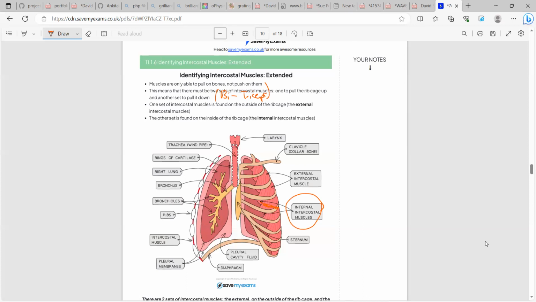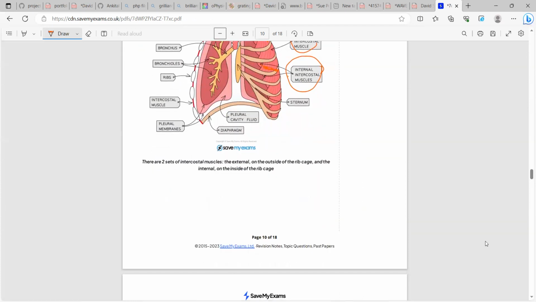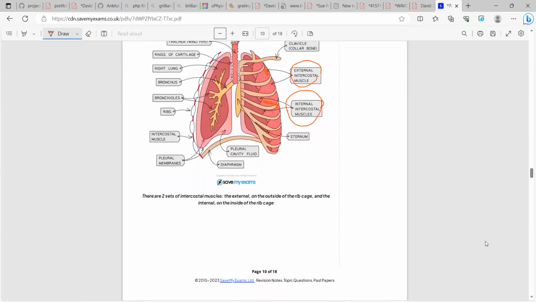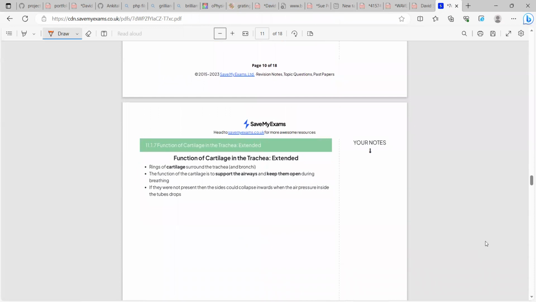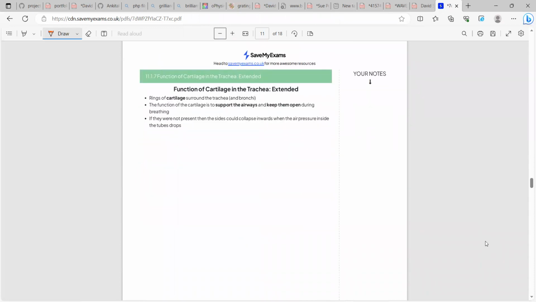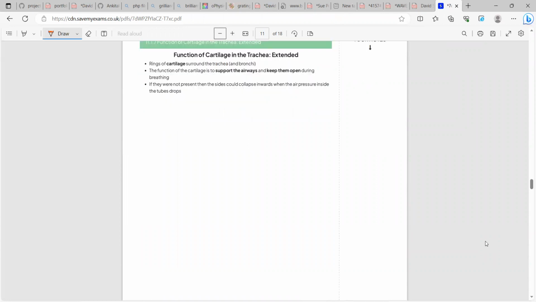All right, so those are internal and these guys are external, the ones on the outside. So you just need to understand that these guys are always acting in opposites so that we achieve the desired function. All right. The function of cartilage in the trachea, extended.